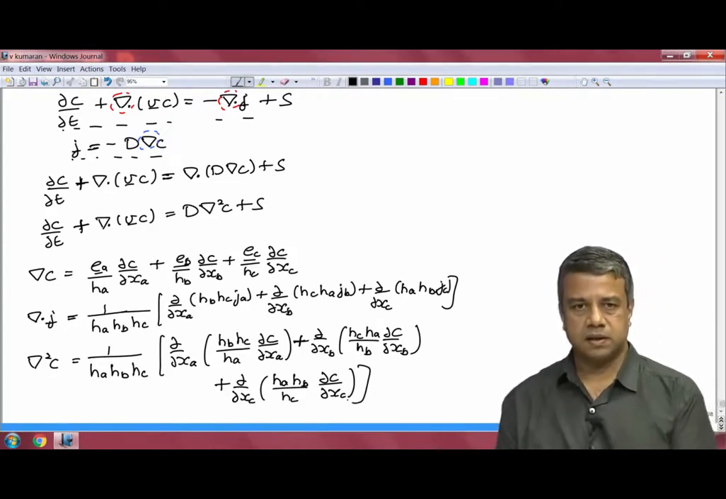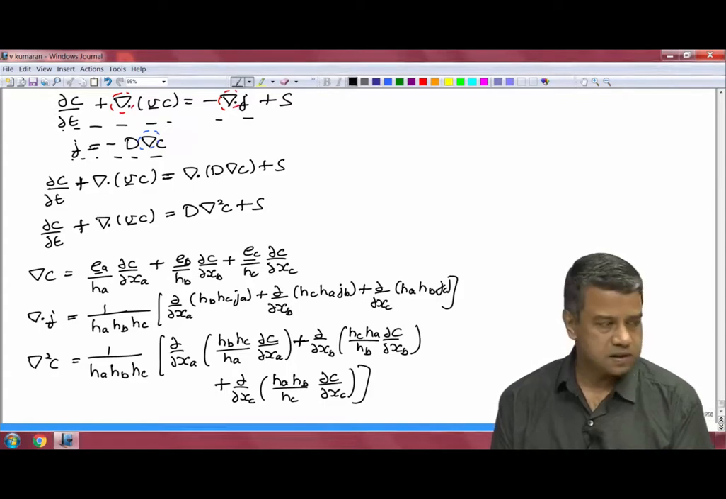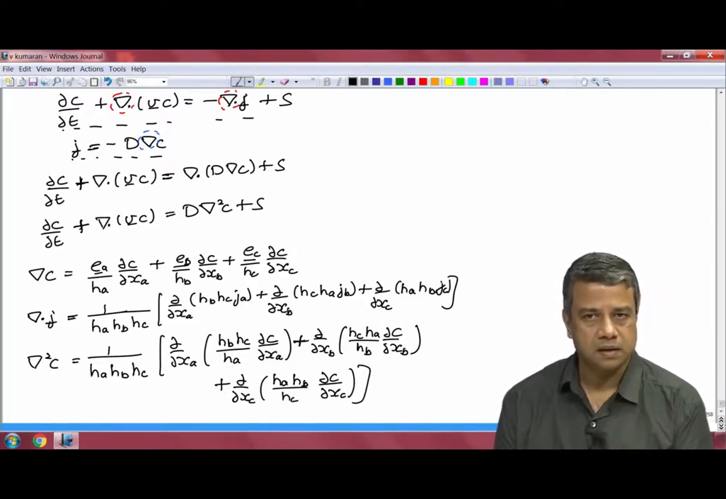So these are the gradient, divergence and the Laplacian expressed in component form in a coordinate system with coordinates x a, x b and x c, unit vectors E a, E b and E c, and scale factors H a, H b and H c.